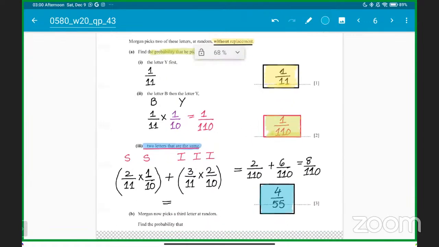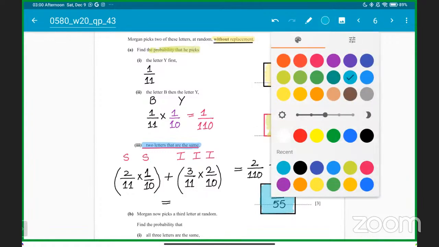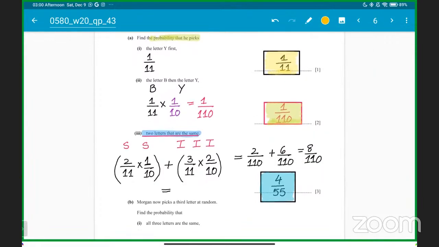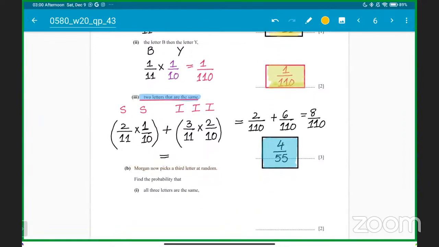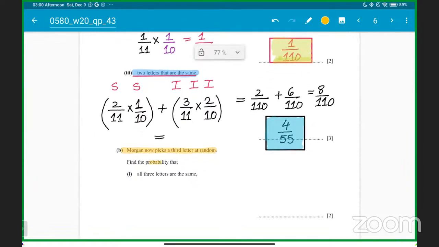Okay, moving forward, we have another question, that is Morgan now. Morgan now picks a third letter at random. Okay, everyone there with me? Yes, sir. Morgan is now picking a third letter at random. We have to find the probability that all 3 letters are the same.